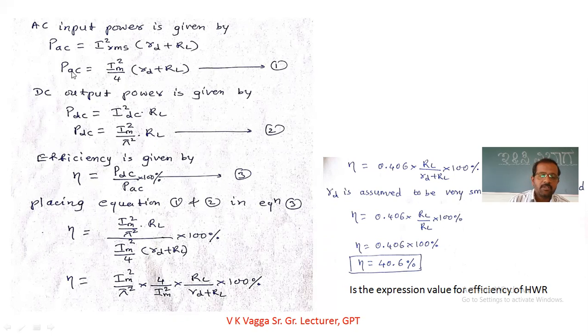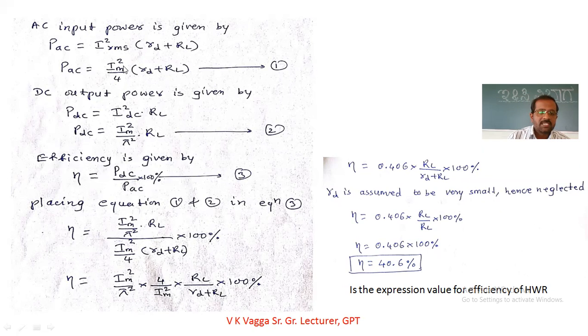Okay, and after that, this AC power and the DC power are to be placed in the efficiency equation. Eta is equal to PDC divided by PAC into 100%, if you want to calculate in terms of percentage. After placing the values of the PAC and the PDC, eta is equal to I square M divided by pi square into RL, divided by I square M divided by 4 into RD plus RL. If it is simplified, it is I square M divided by pi square, into 4 divided by I square M, into RL divided by RD plus RL. In this case, I square M and I square M are going to cancel. What's remaining is 4 divided by pi square.